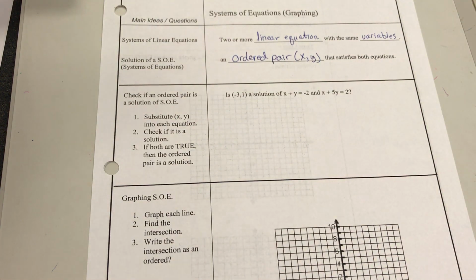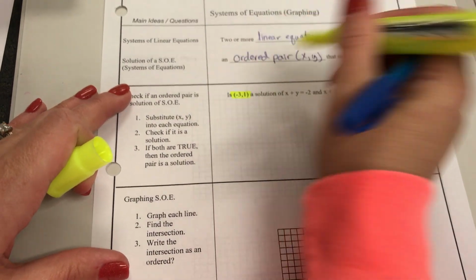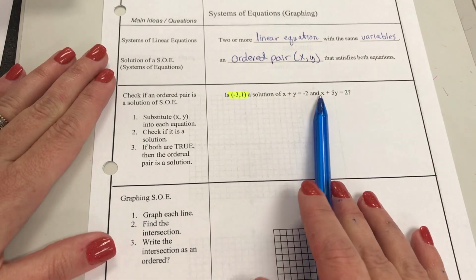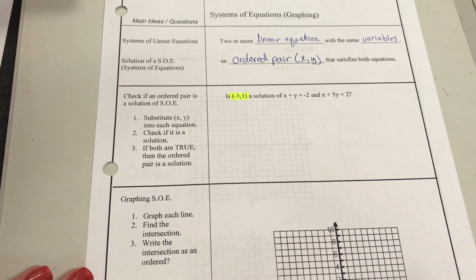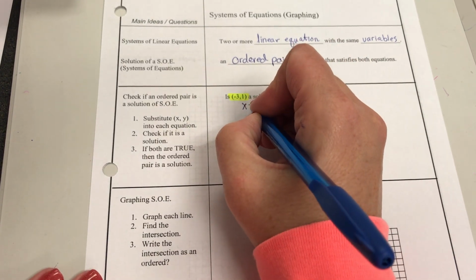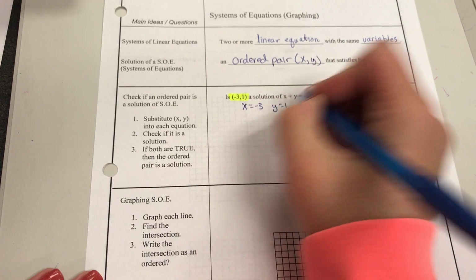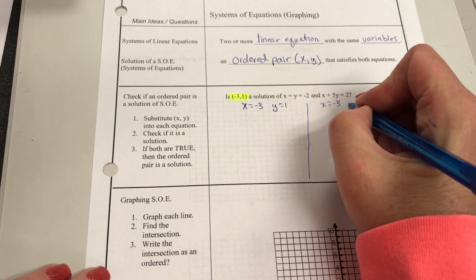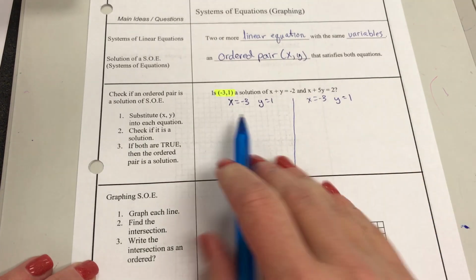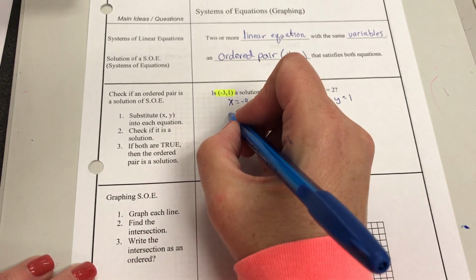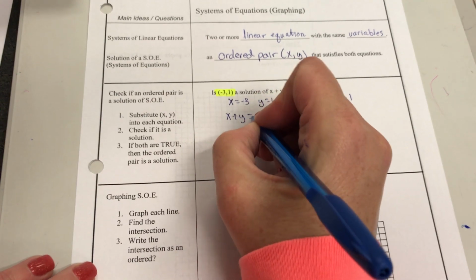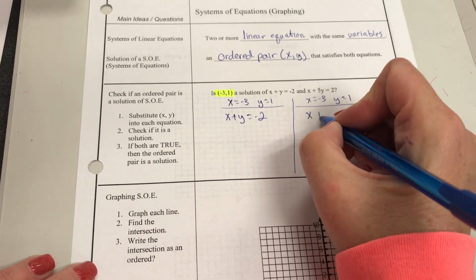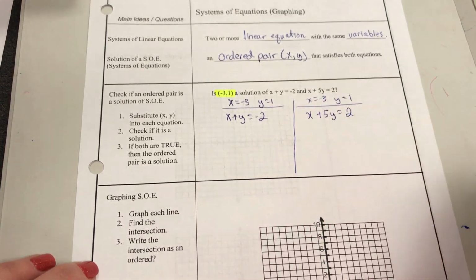This says, is (-3, 1) a solution of x plus y equals negative 2 and x plus 5y equals 2? So what we're going to do, x equals negative 3, y equals 1. And on this side, x equals negative 3, y equals 1. All right. So I just took these ordered pairs and I wrote them out. Now over here, I'm going to use the equation x plus y equals negative 2. And here, we're going to use the equation x plus 5y equals 2.